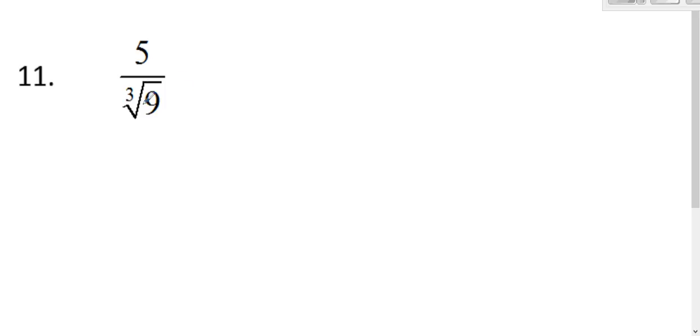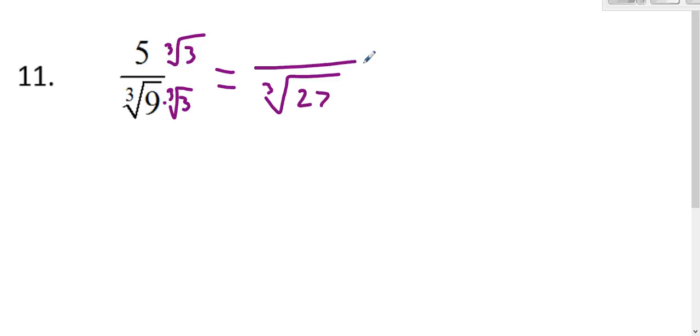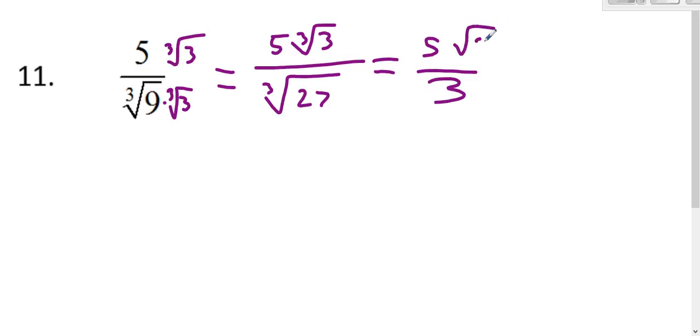Rationalize the denominator again. Since this has an index of 3, this needs to be a perfect cube inside. So for a perfect cube, we can make that become a 27, which of course is 3 cubed. So if you make that a 27, we have to multiply by 3. So we'll multiply by the cube root of 3. And then 5 cube root of 3 in the numerator. And the cube root of 27, as we mentioned, is 3. Now it's rationalized.